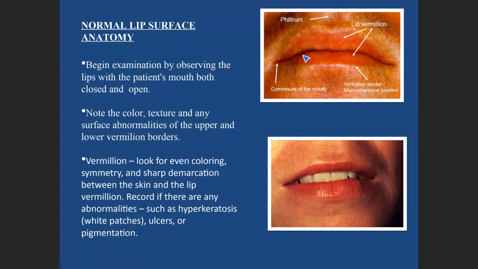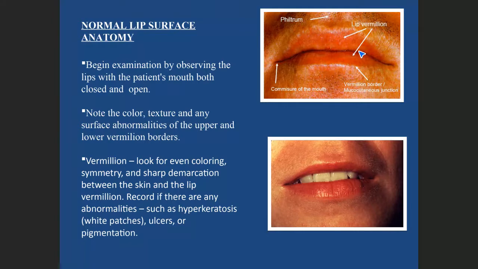When you see the lip, you have the upper and the lower lip, and this is the vermilion. This is the upper vermilion and lower vermilion. And this junction between the lip and the face or the skin is the vermilion border. These are the commissure areas, and this is your philtrum. These are the anatomic structures.